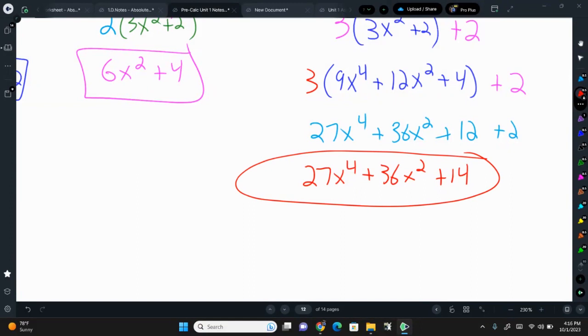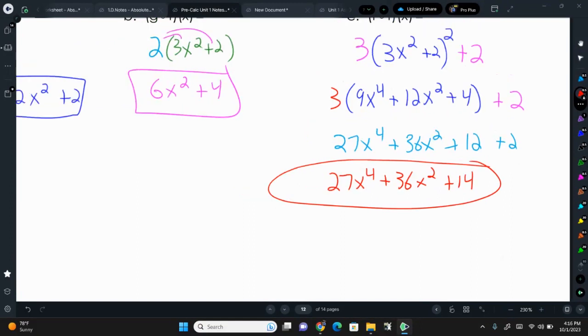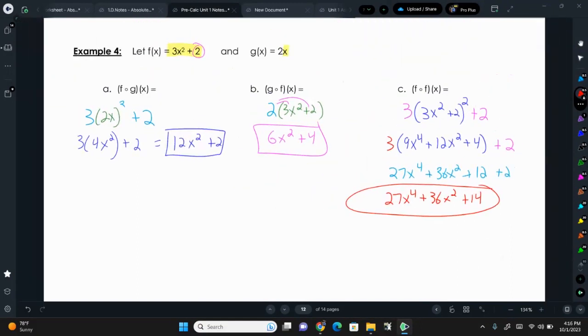So compositions can get tricky, especially when we're having exponents involved. So just make sure you are very careful with those.